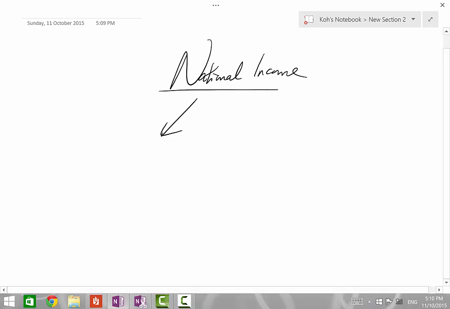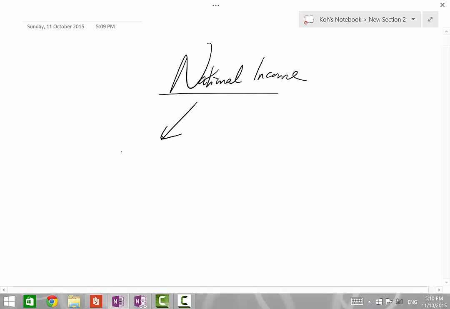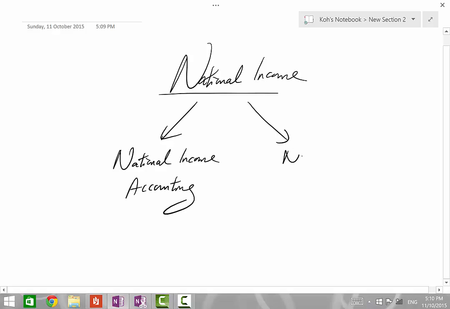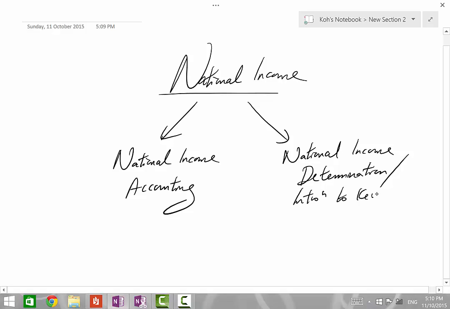National income. If I look at the first part, this topic is known as national income accounting, whereas the second topic, we call it national income determination, or sometimes you will call it an introduction to Keynesian economics, or how the macroeconomy works.